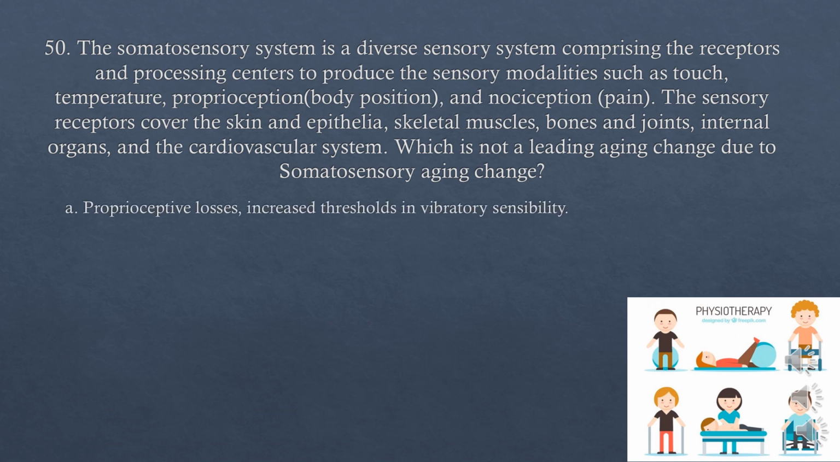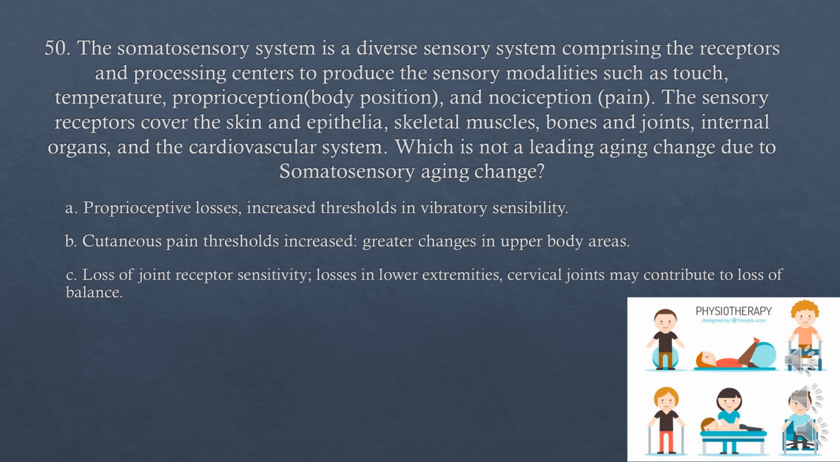A. Proprioceptive losses, increased threshold in vibratory sensibility. B. Cutaneous pain thresholds increased, greater changes in upper body areas. C. Loss of joint receptor sensitivity, losses in lower extremities, cervical joints may contribute to loss of balance. Or D. Loss of power. And the answer is letter D, loss of power. Let's go to the next question.